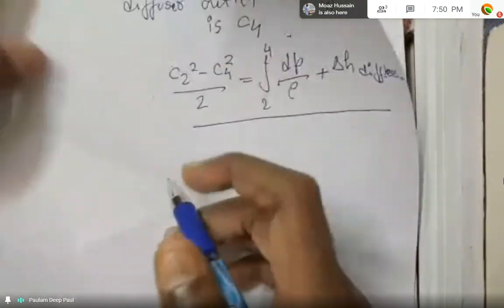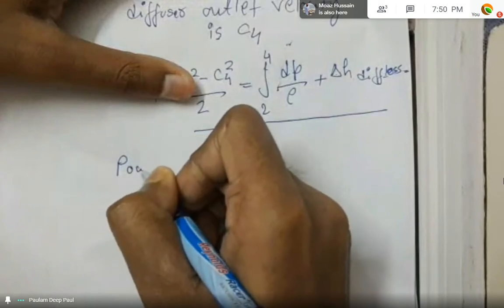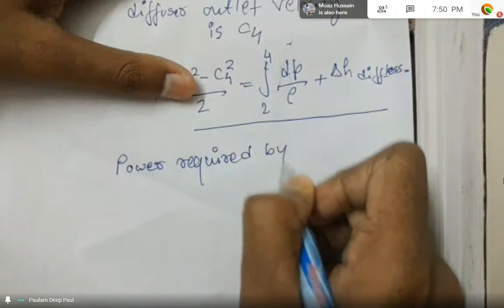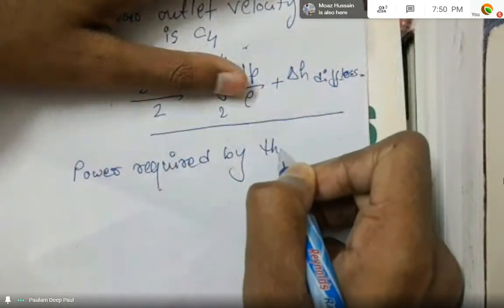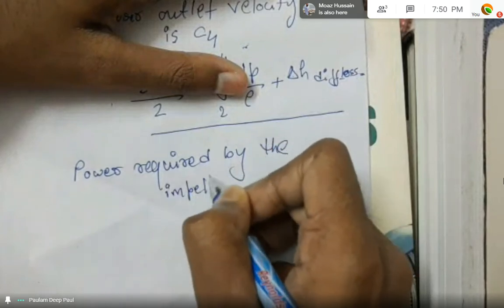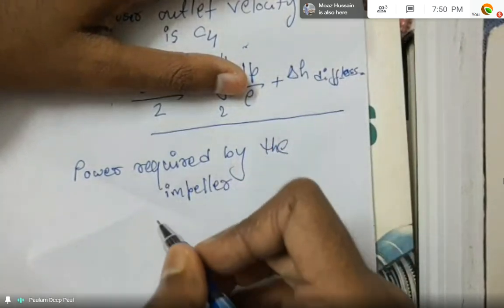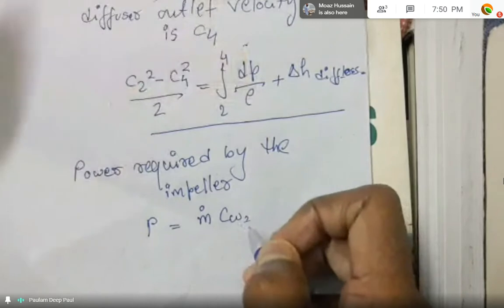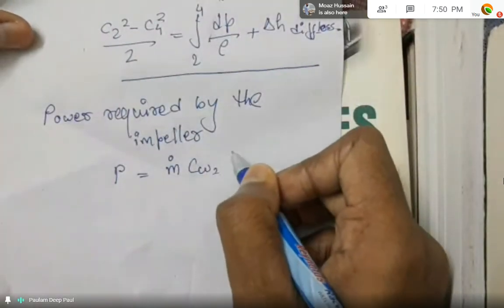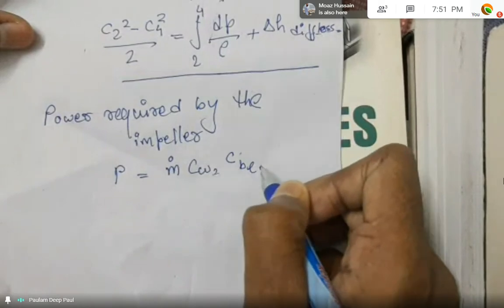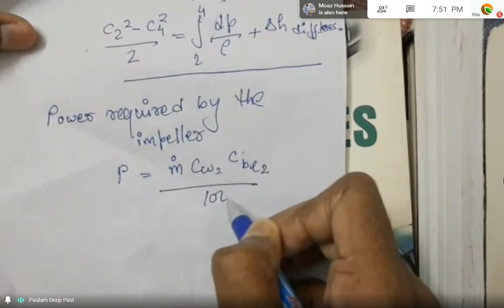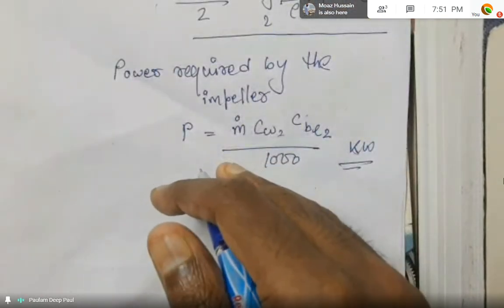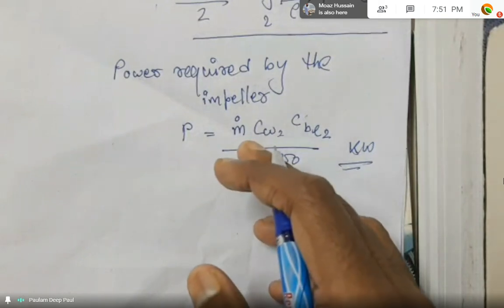Now the power required by the impeller is simply the mass flow rate multiplied by the whirl velocity component at impeller outlet multiplied by the blade velocity component at the outlet, upon 1000, and we get the power rating in kilowatts. So this is the simple thing that we will be getting from here.